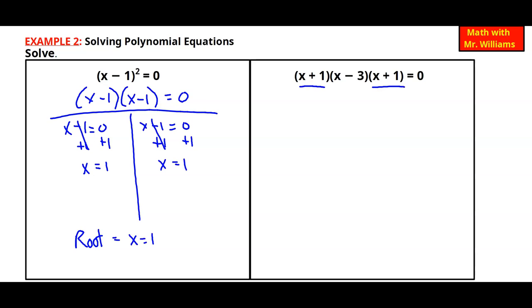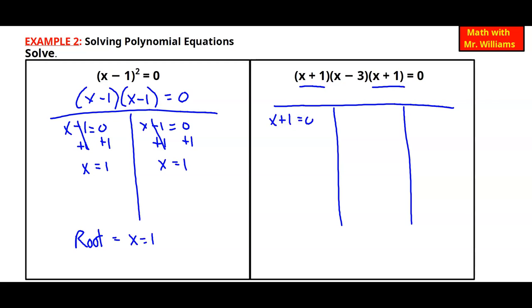Let's go ahead and draw our chart. This time, instead of a t-chart, I'm just going to make a couple of columns so we can put all the binomials in. So in the first one, we have x plus 1. We're going to set that equal to 0. The second one, we're going to have x minus 3, have that equal to 0. And lastly, the other x plus 1 equals 0.